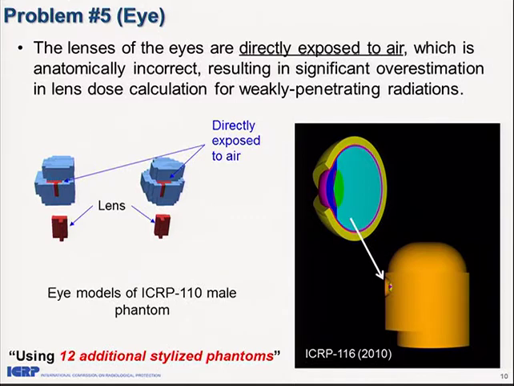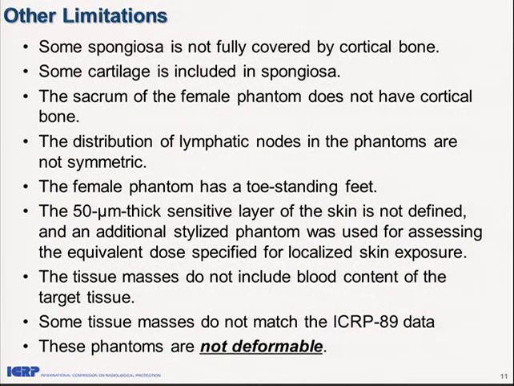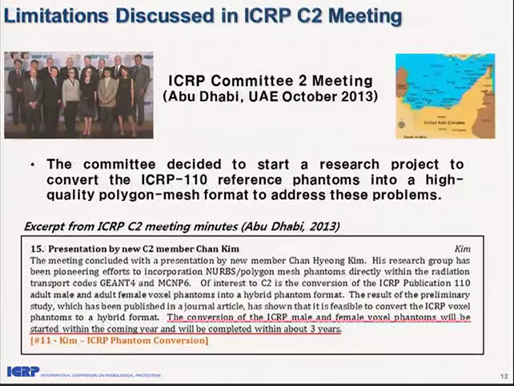So if I summarize here, ICRP is not using only ICRP reference phantoms. ICRP is now using at least 12 additional stylized phantoms to calculate the internal and external dose coefficients, which is not only very complicated and error prone, but also could result in less consistency in dose calculation. There are some other limitations, but I'll just skip these.